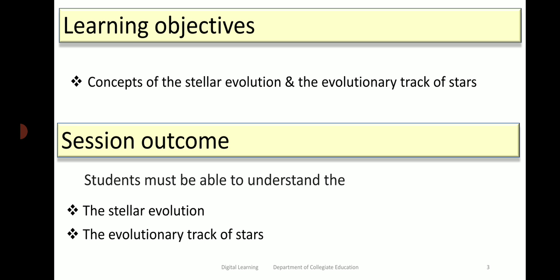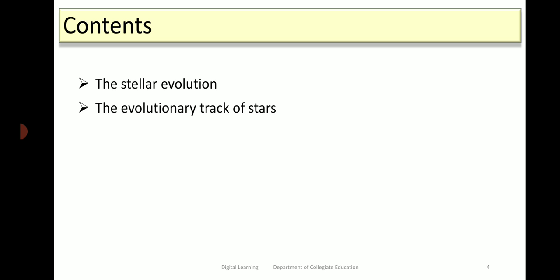The learning objectives are the concepts of stellar evolution and the evolutionary track of stars. Here, the students must be able to understand the stellar evolution and the evolutionary track of stars. The contents of these sessions are the stellar evolution and the evolutionary track of stars.